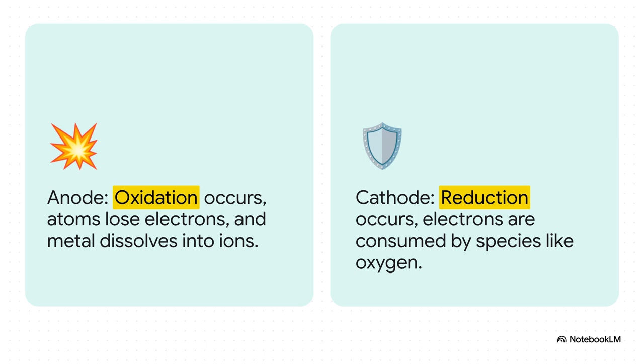Over at the anode, we have the oxidation reaction. This right here is where the actual destruction happens. The metal atoms lose their electrons and dissolve straight into the electrolyte as positively charged metal ions.